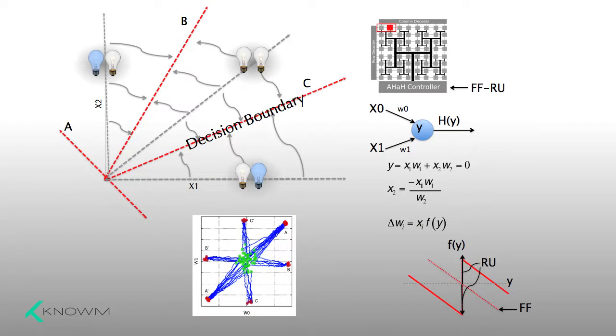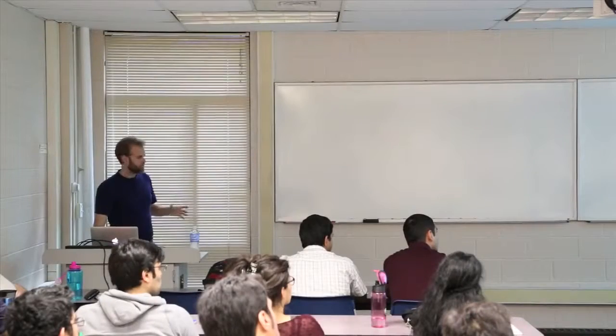Now if I plotted this in weight space, synapse 1 versus synapse 2, it would look something like this. So here's all these random initializations, and then I turn on this rule as I give it the data, and it converges to these different attractor states, okay?